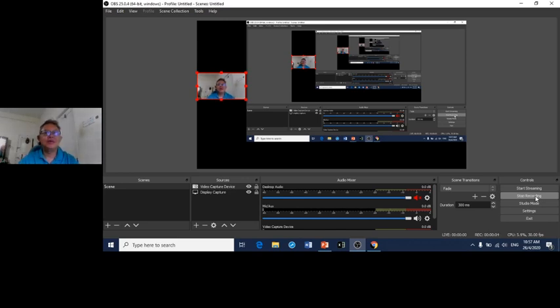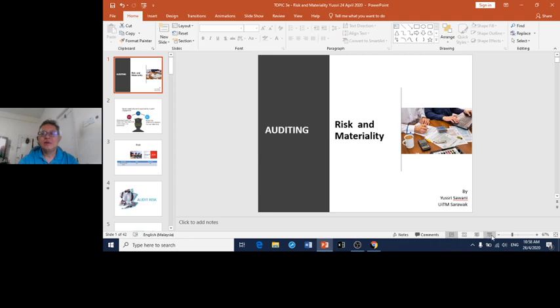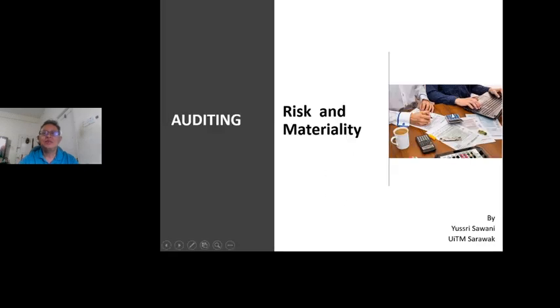So today I'm going to share with you the topics about risk and materiality. Risk and materiality is very important in audit because it helps you to identify the risks of the organization, so that you will be able to have a proper audit plan and make sure that you are actually auditing the right thing.